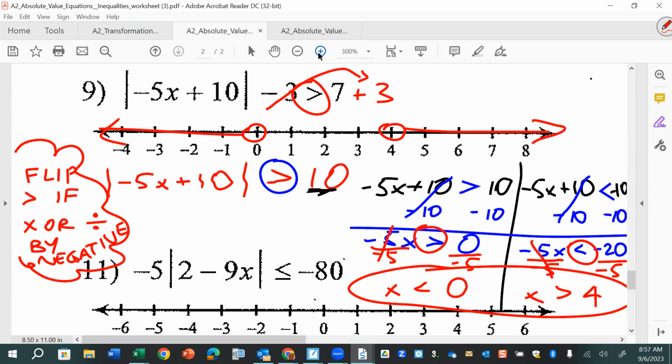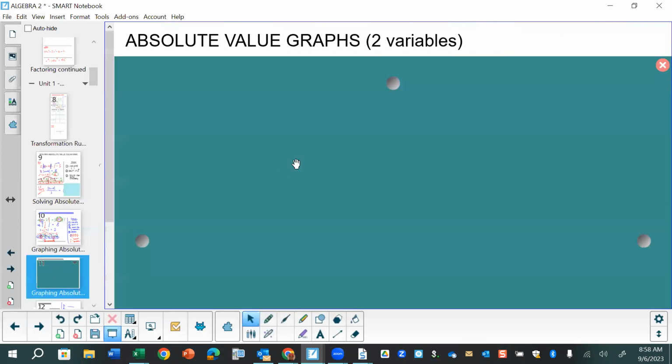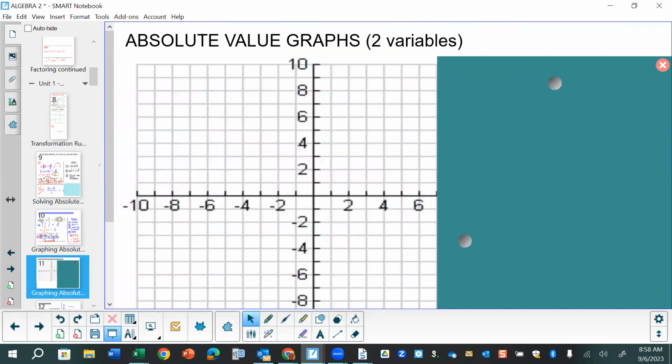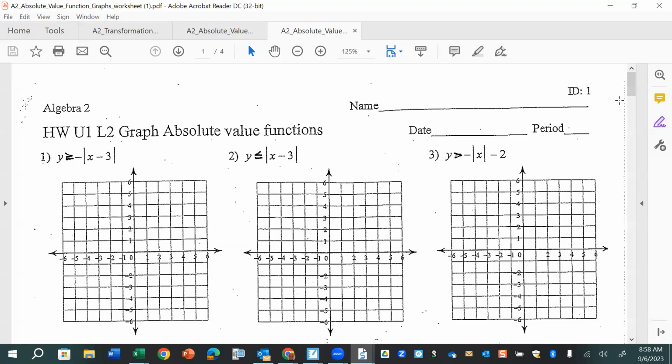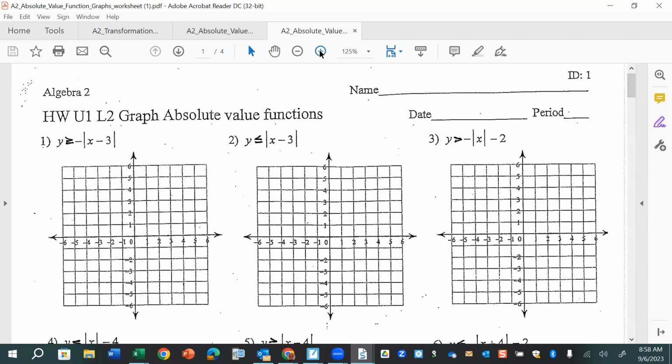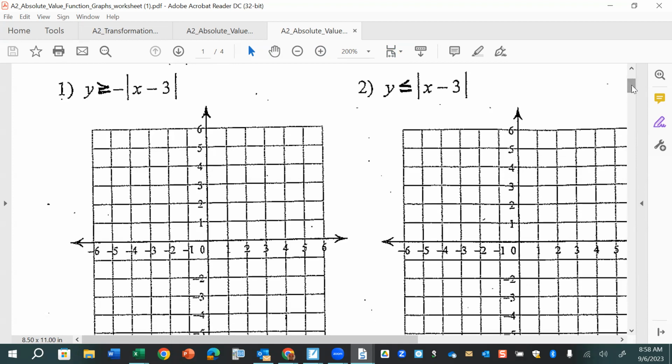Okay. All right. Last worksheet. We throw one extra thing into it. A second variable. Let's do the first one on the worksheet together. How about that? Okay, so you're on this side. And let's do number one together.